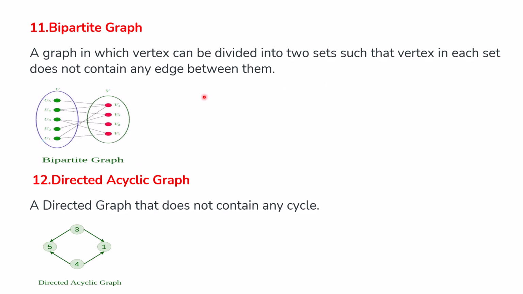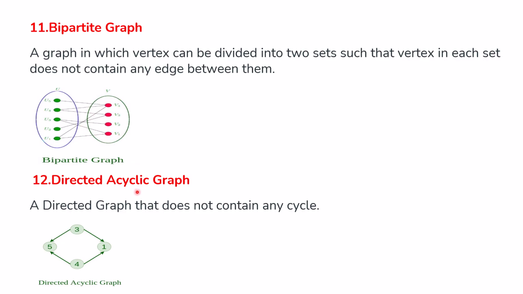Now you can see, all these nodes are one set and these are another set. It is actually divided into two partitions. Okay, so this is one type of graph where all the nodes are connected. So v1, v2, v3, v4, v5, and similarly here also all the nodes are connected.